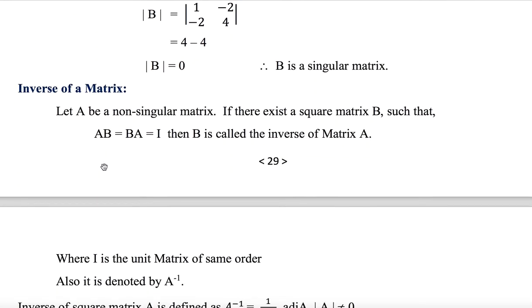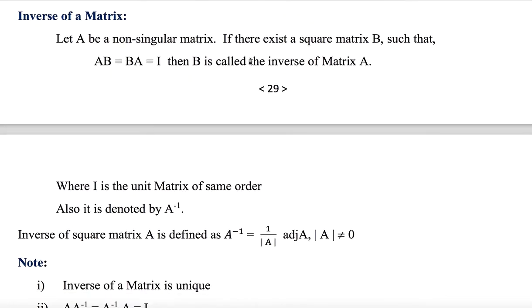Inverse of a matrix: let A be a non-singular matrix. If there exists a square matrix B such that AB equal to BA equal to I, then B is called the inverse of matrix A. When you multiply A with B, you should get the identity matrix I, the unity matrix of the same order. If it is 2 by 2, I should be 2 by 2. If it is 3 by 3, this should be 3 by 3. And it is denoted by A inverse.